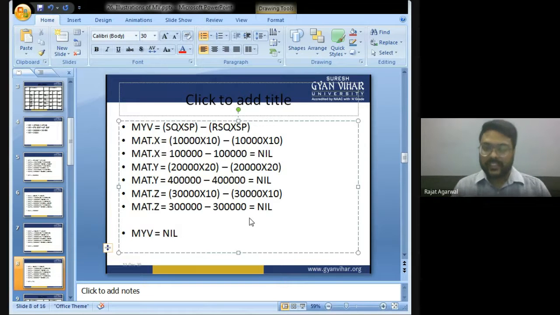So bachcho, this is how we calculate material price variance, material usage variance, material mix variance, and material yield variance. So your topic material variance is complete now. We have done many illustrations and I hope you all now know how to calculate material variances.